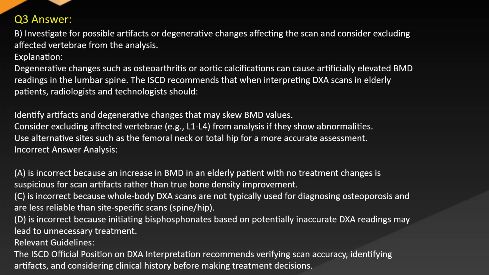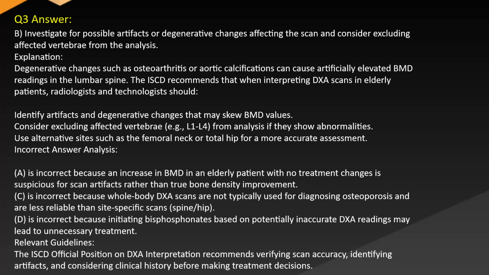Explanation. Degenerative changes such as osteoarthritis or aortic calcifications can cause artificially elevated BMD readings in the lumbar spine. The ISCD recommends that when interpreting DXA scans in elderly patients, radiologists and technologists should identify artifacts and degenerative changes that may skew BMD values. Consider excluding affected vertebrae, e.g., L4, from analysis if they show abnormalities. Use alternative sites such as the femoral neck or total hip for a more accurate assessment.